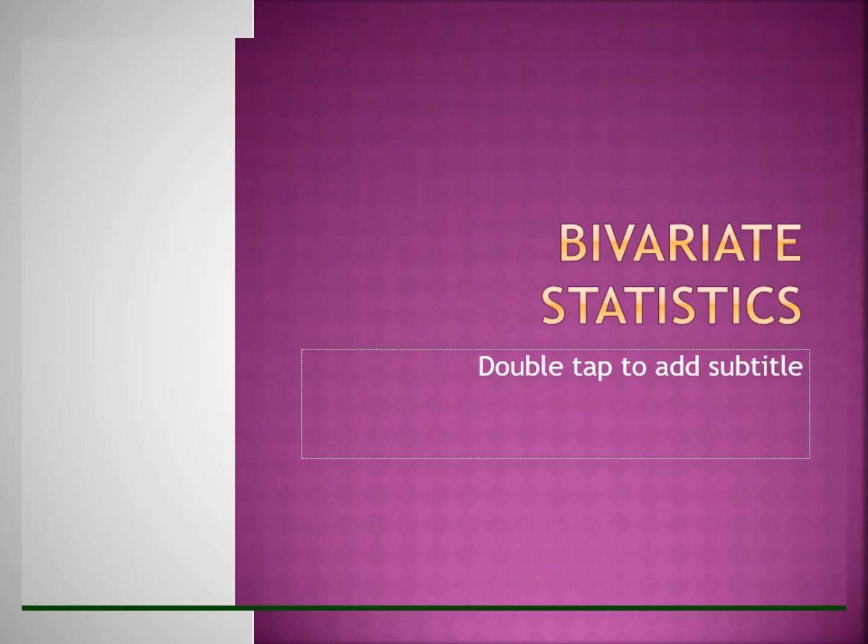Okay, today we are going to do bivariate statistics. Bivariate statistics is finding the relationship between two variables. All this while you have been doing univariate statistics where you only deal with one variable. So now you'll be dealing with two different variables. So this is what you call bivariate statistics.